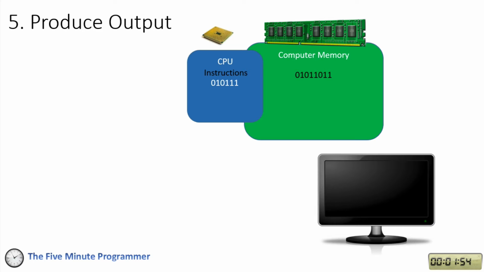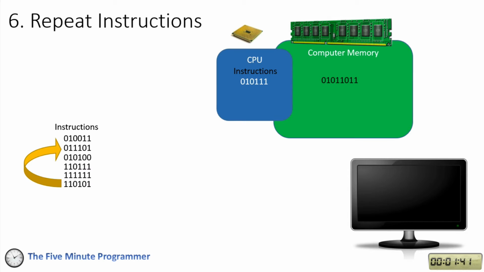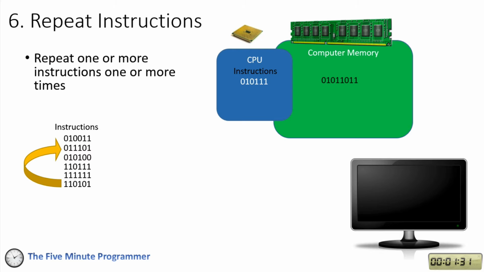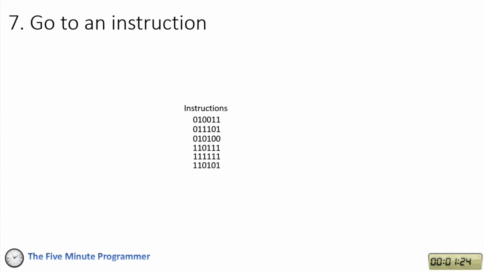We could also produce output. So output to the screen, we can tell it, and it will turn into something legible that we would see. That actually happens further down in the hardware, but this is a good illustration. We can also output to other devices. We could repeat instructions. If you see our program here on the left with the yellow arrow, we could jump back and start executing the same instructions over and over again. So we can repeat one or more instructions one or more times. So we get the hello world again and again.